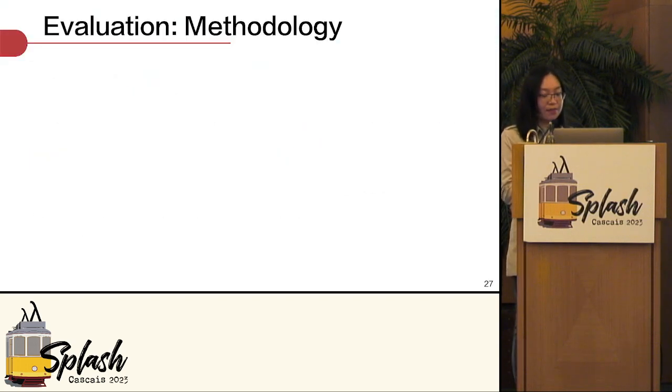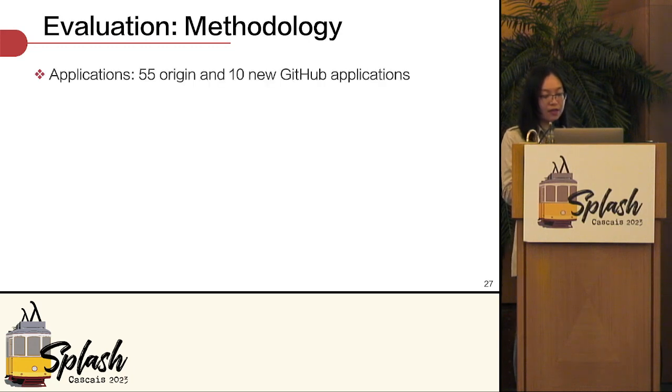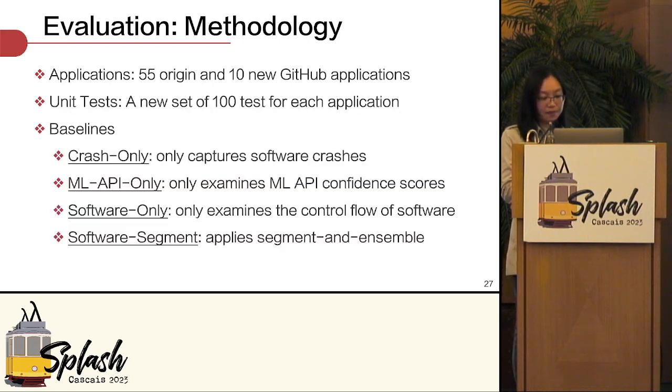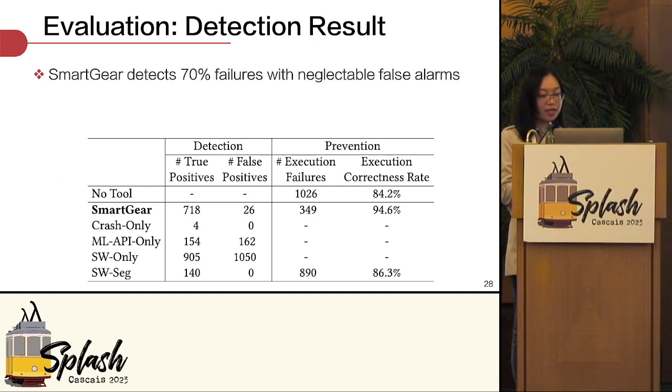So we evaluate SmartGL using 65 applications, including the ones in our empirical study and also additional ones. And we also design a new set of tasks for each application using a similar methodology. And we compare SmartGL with 4 baselines: crash only, which only captures the software crashes; ML API only, which examines the ML API confidence scores; software only, which examines the control flow of the software; and the last one, software segment, which will apply the segment and ensemble strategy. In summary, our SmartGL detects 70% of failures with negligible false alarms.